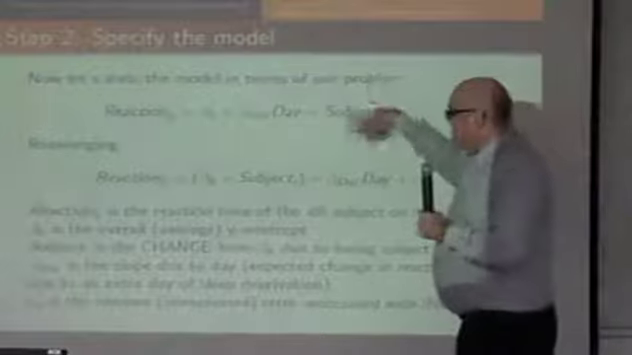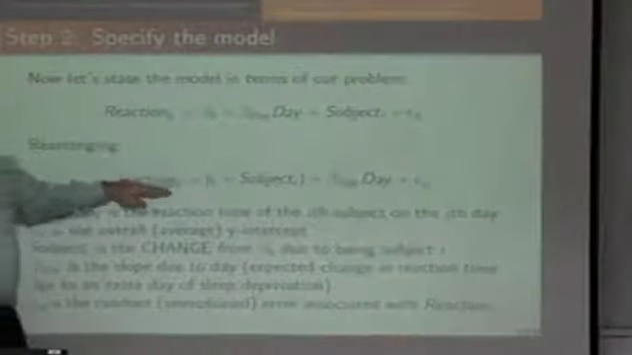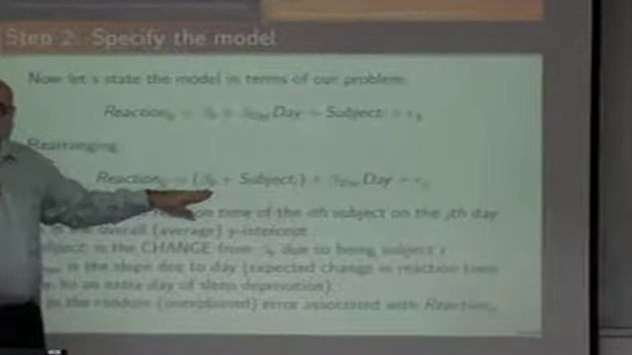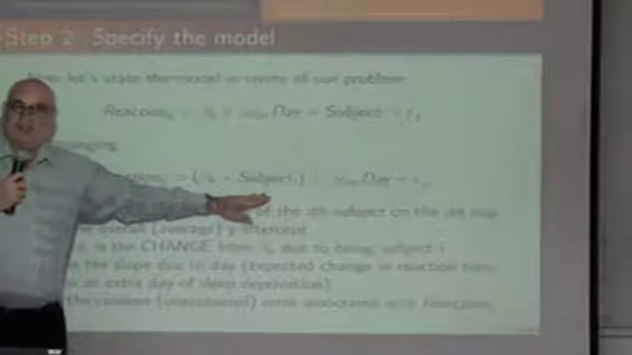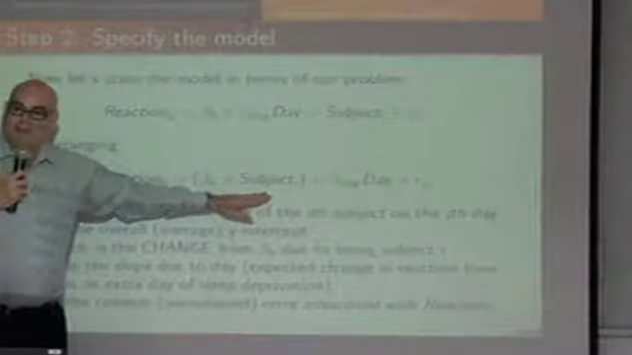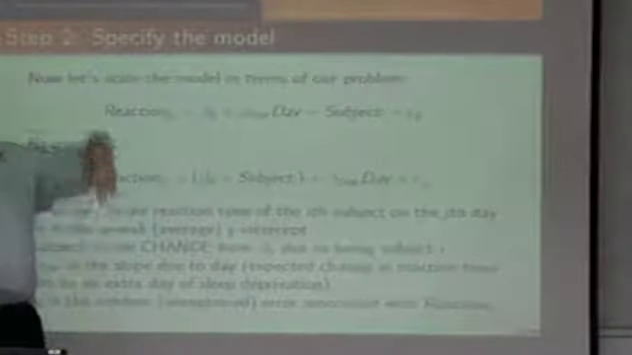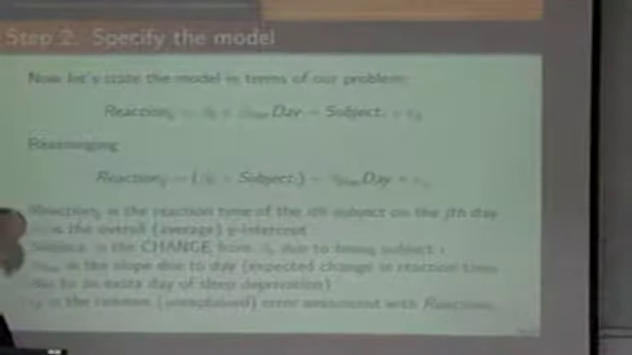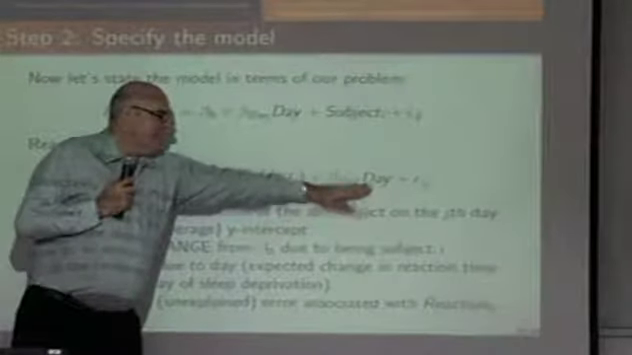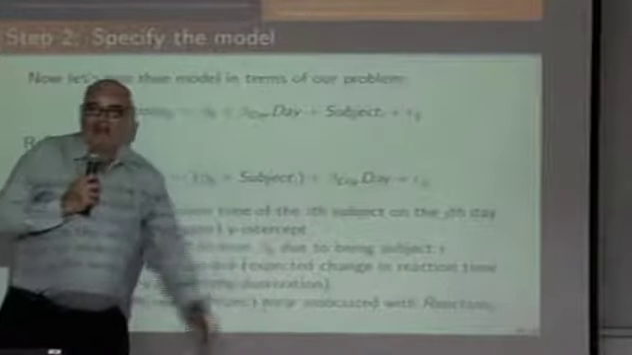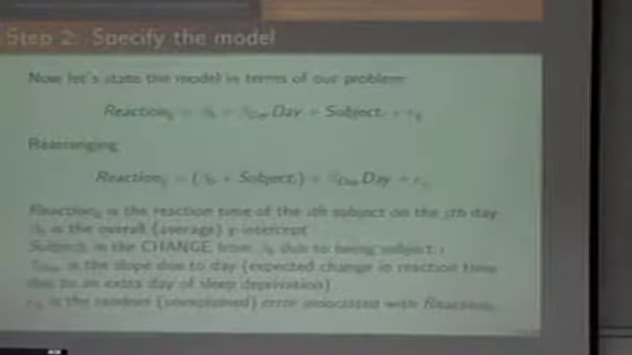So rearranging that around, we have reaction time. We have the average intercept. And then we have the subject-specific change from that average intercept due to who they are. Some people are going to start with lower reaction times. Some people are going to start with higher reaction times. And then here's the standard beta day. Here's the standard day effect. That's a normal fixed effect.